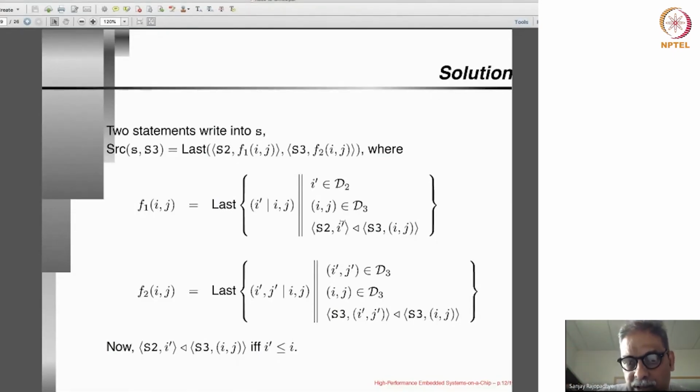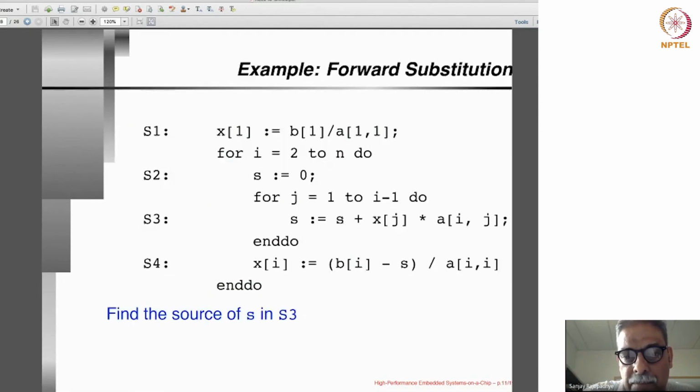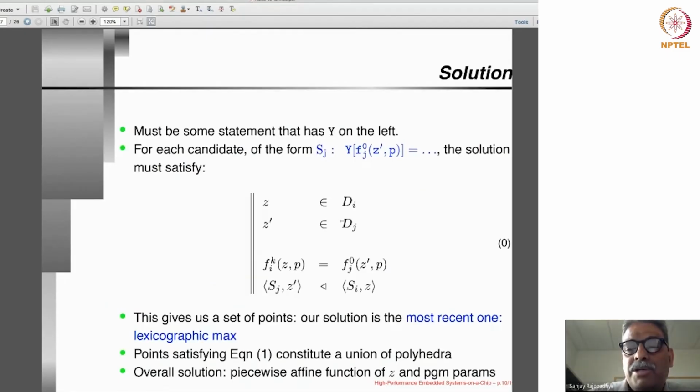What about this constraint that I had two slides ago? The memory location being accessed is the same.